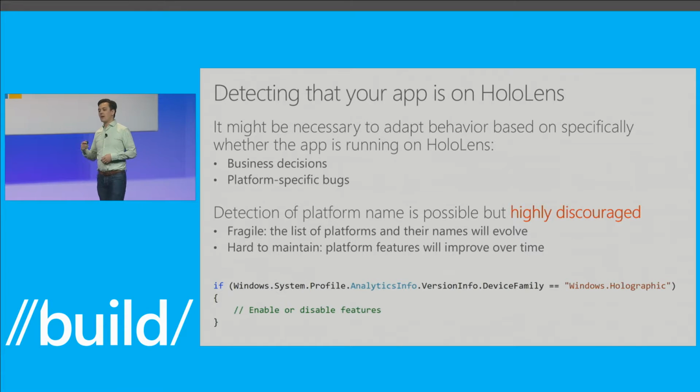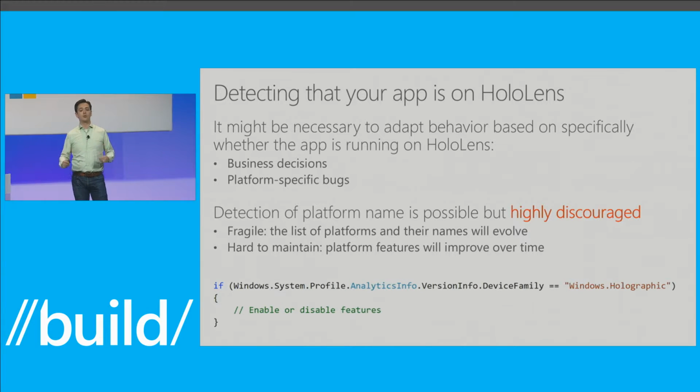Another time that you might want to actually detect the platform specifically is if you find any platform-specific bugs. HoloLens is a development edition. You might find some issues, and I want to give you the right path forward. So if you do find issues, you're not blocked. You can work around them. Of course, if you find issues, please go to forums.hololens.com and work with us. Give us feedback and tell us what you like and what you don't like.